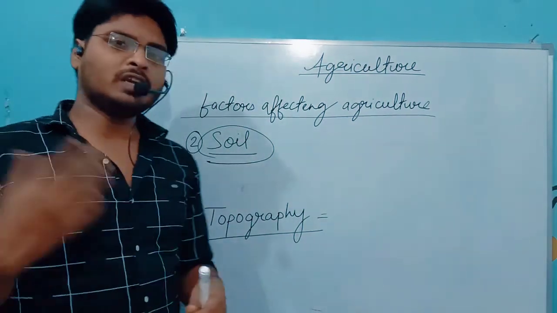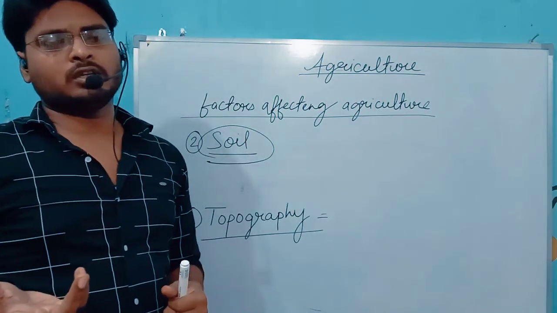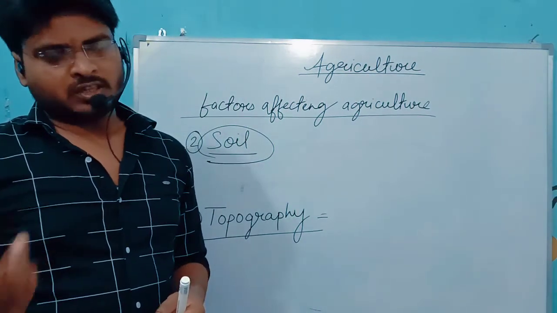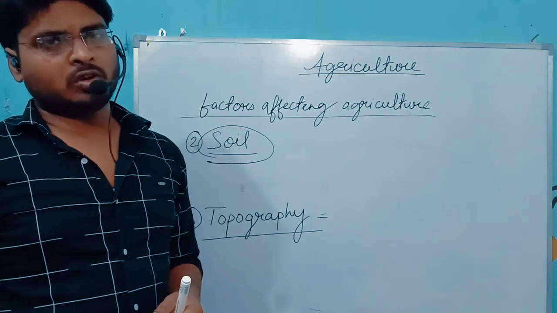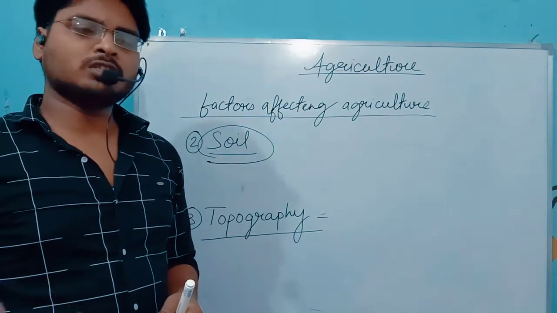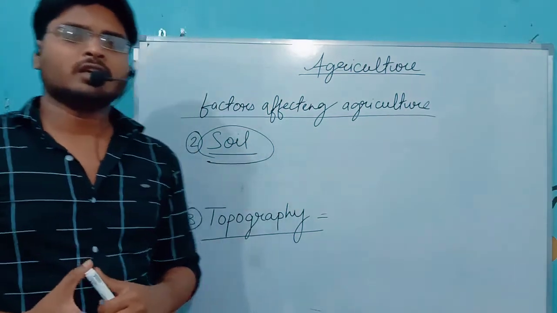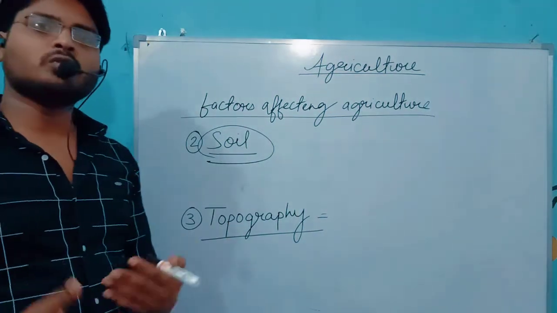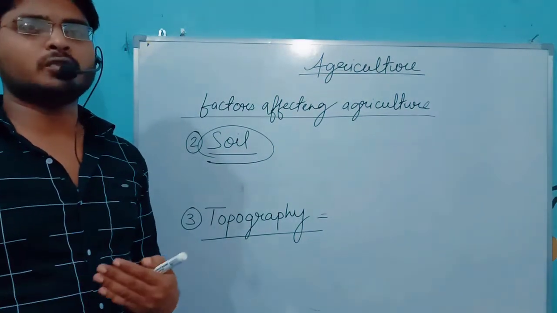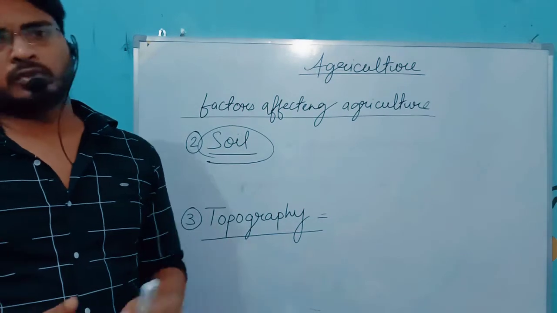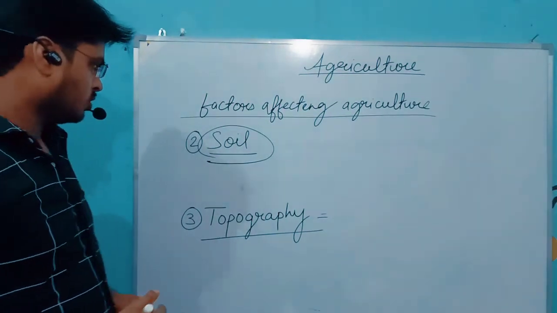But if you go to hilly areas, you will find tea plantation is very popular there, then coffee plantation. So these things can be grown in that type of terrain. And in plain areas we grow wheat, sugarcane and all that. So different types of topography are required for different types of crops. That is what topography is.